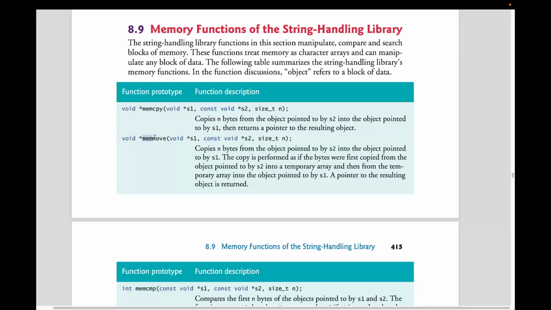Now, this is called memmove, so you are going to copy n bytes from the object pointed to by S2 into the object pointed to by S1. So you are going to do exactly the same thing. The copy is performed as if the bytes were first copied from the object pointed to by S2 into a temporary array, and then from the temporary array into the object pointed to by S1. A pointer to the resulting object is returned. So this is a little different from the previous one. Here you are copying, and here you are also copying, but this copy is performed as if the bytes were first copied into a temporary array, and then from the temporary array into the object pointed to by S1.